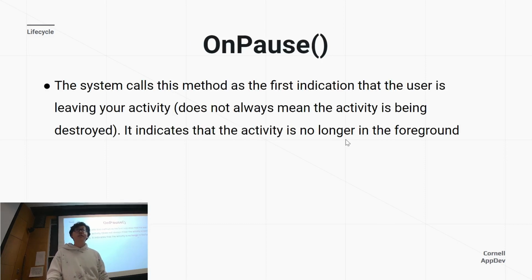On pause, I'm mostly reading off of the screen here. The system calls this method as the first indication that the user is leaving the activity. This does not mean that the activity is being destroyed. It simply indicates that the app is no longer in the foreground. So it might put it into its call stack so that it's easier to go back to it later.